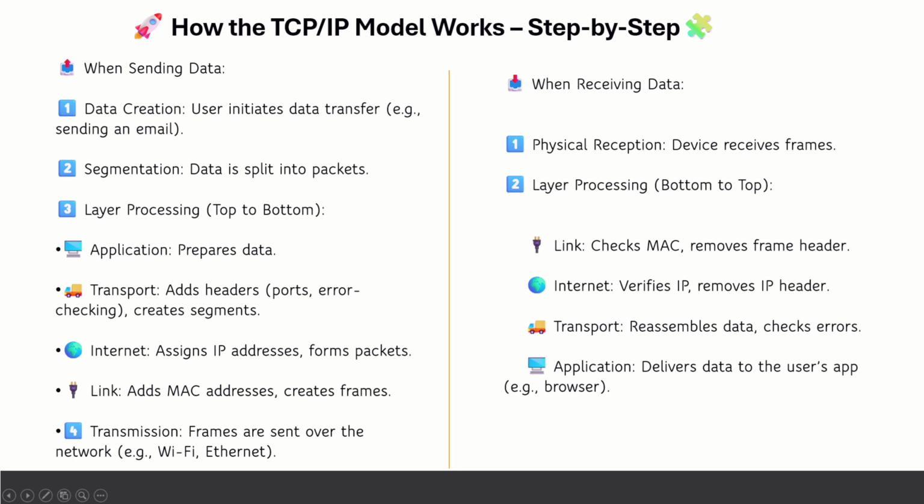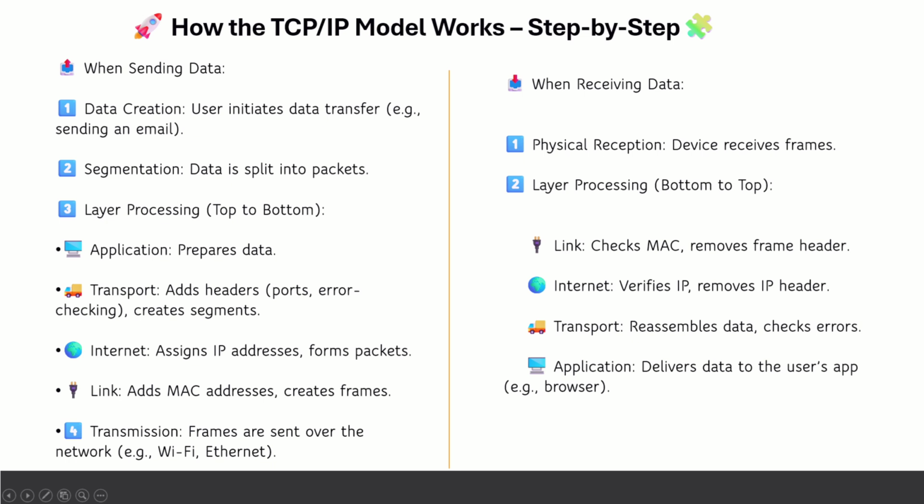When you're receiving data: upon reaching the destination device, the data arrives as frames through the network medium. The data is then passed up through the layers of the TCP/IP model for processing. Link layer verifies the MAC address to ensure the frame is intended for the device and removes the frame header. Internet layer checks the IP addresses to confirm correct routing and strips the IP header. Transport layer reassembles the segments into the original data and performs error checking to ensure data integrity. Application layer delivers the processed data to the appropriate application, for example, a web browser or email client.